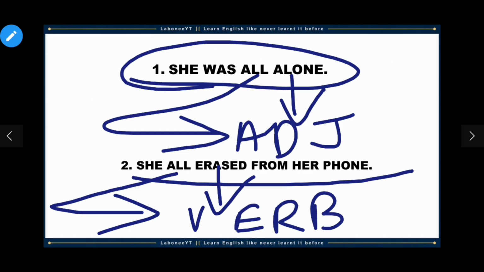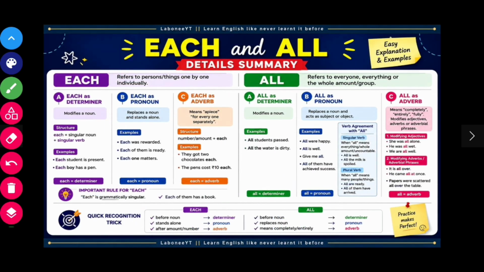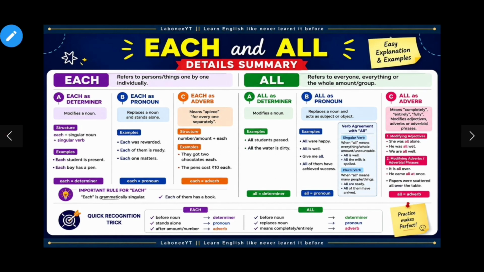Yes, so that was the main thing about "each" and "all", how to use them as determiner, pronoun or adverb, with some examples elaborately and briefly. Now let me sum up all of those matters one by one. You can see here the detailed summary about "each" and "all". Each as a determiner, each as a pronoun, each as an adverb. All can be used as a determiner too. All can be used as a pronoun. All can be used as an adverb.